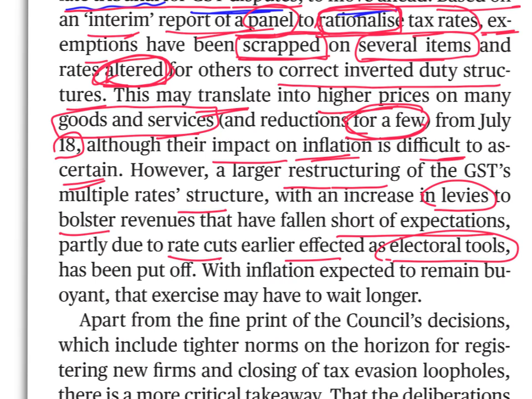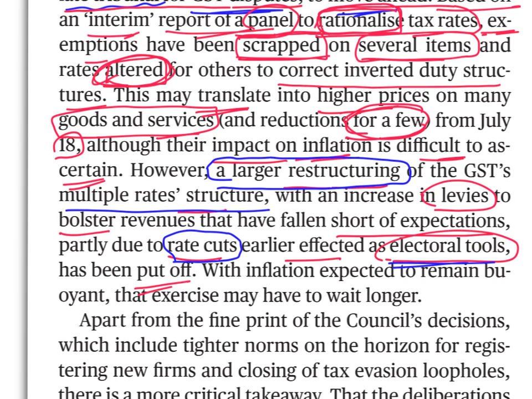Very good sentence, very important sentence. I want you to pay full attention here. Look at it. So they planned something called a larger restructuring of GST's multiple rate structure. So they wanted to change the rate slabs which are already there, like 5%, 12%, 18%. They wanted to change 28%. Earlier, before elections, what did governments do? They gave certain rate cuts. They reduced the tax rates on certain items. They used them as electoral tools to gain the confidence of people.